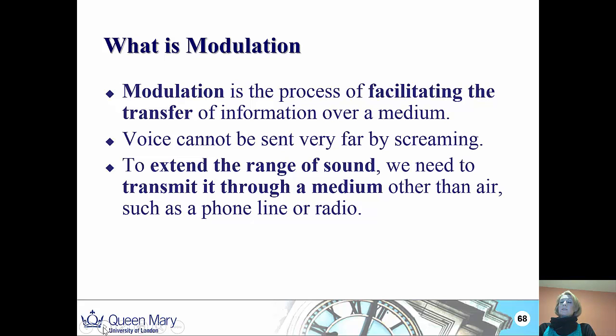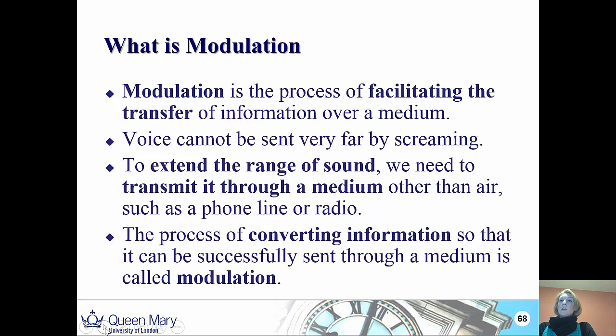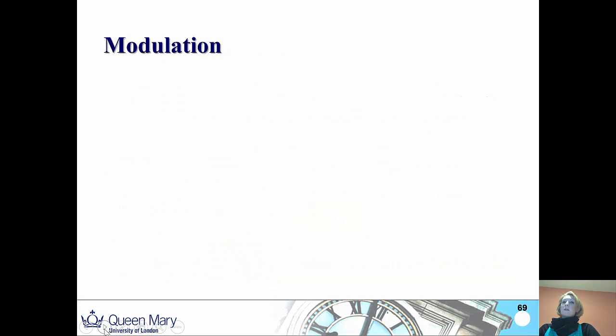In order to have a standard method of achieving this, think about voice: it can't be sent very far by screaming. So we need some technique for applying a modulation index, which also allows us to represent this as a modulation depth. The modulation depth is really just a percentage representation of the modulation index. The process of converting information so that it can be successfully sent through the medium undistorted is called amplitude modulation. So we're converting information in order that it can be supported by the carrier wave.